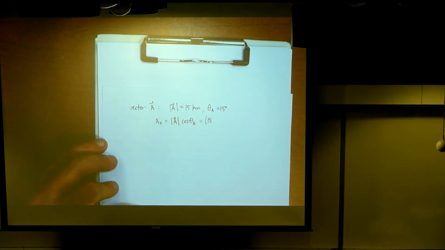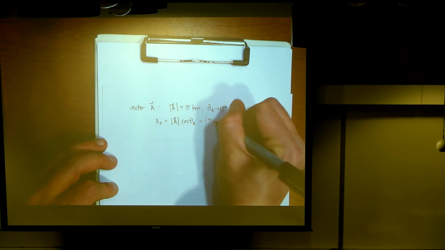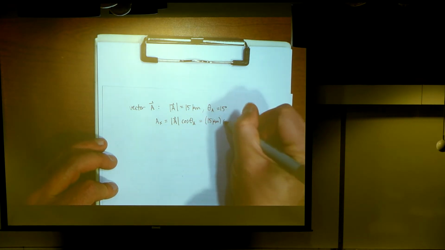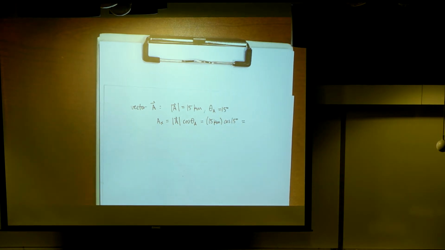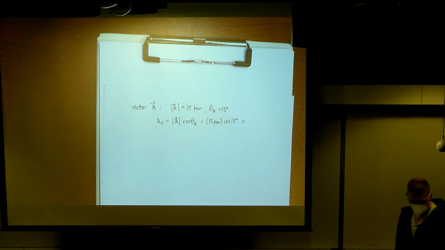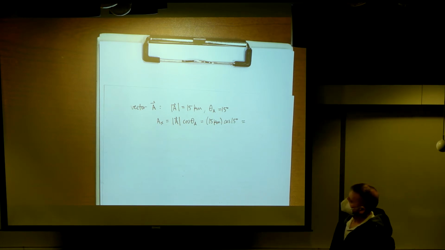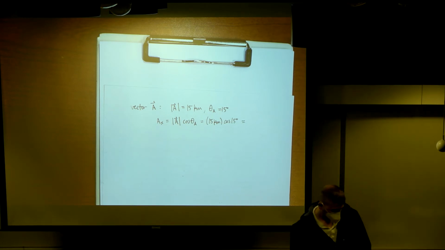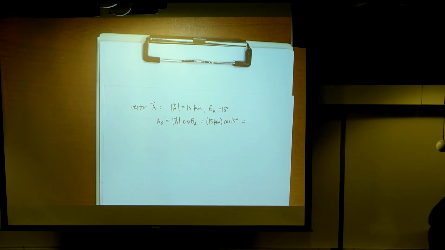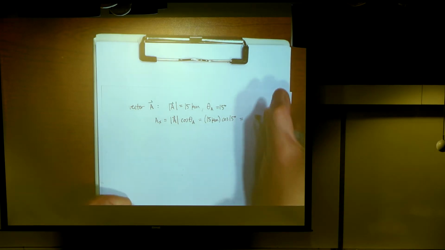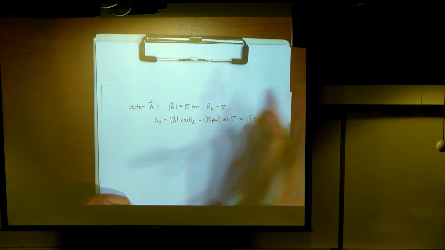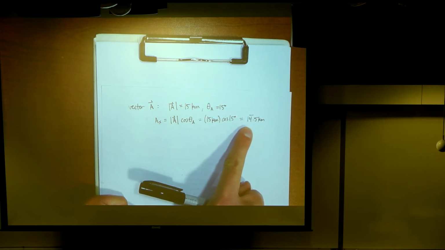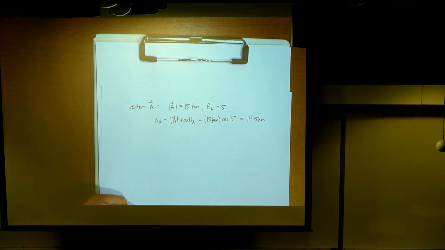So get your calculator out. We have 15 kilometers for the magnitude, and then we have cosine of 15 degrees for the direction. What does that work out to? Yeah, so I'm going to just say that's 14.5 kilometers, but we'll keep 2 sig figs on that. So the bar is telling us to keep 2 sig figs at the end of this, okay?